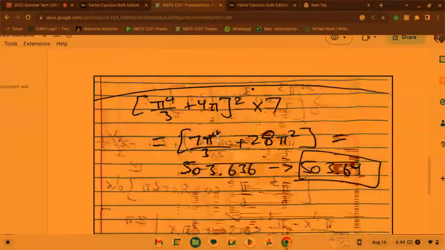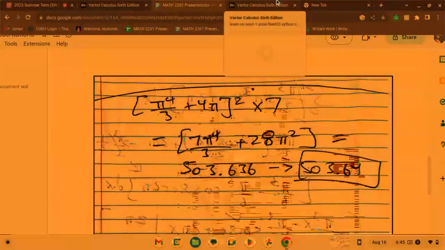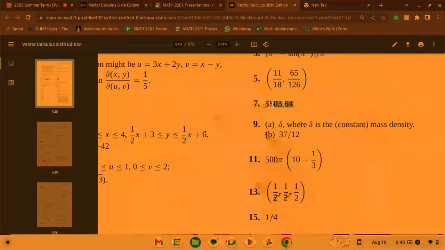We get 7 pi to the 4th divided by 3 plus 28 pi squared. We simplify that. We do the calculations in the calculator. We get 503.636. We round up. 503.64 is the answer, and it's confirmed by the book.